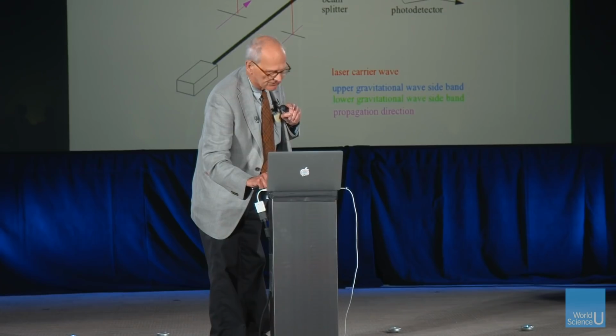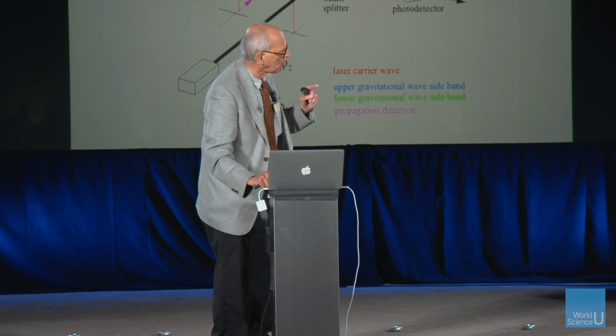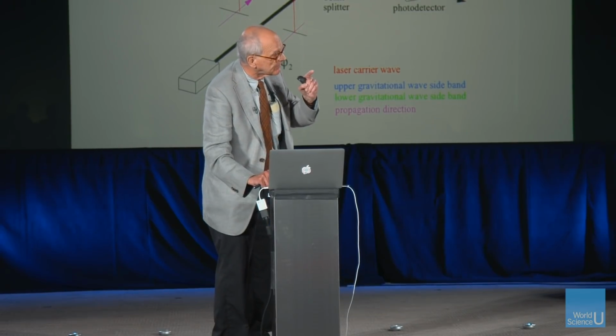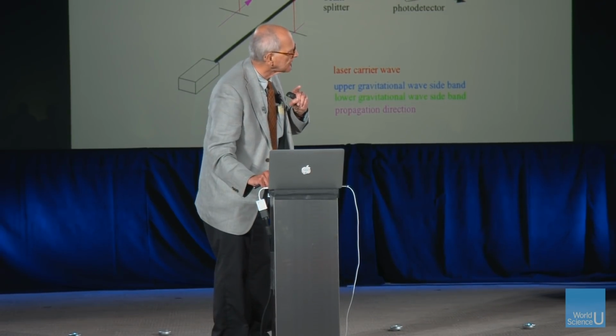That's why I gave you the picture, because the next picture is the way we actually do it. So that's the basic idea. The gravitational wave sidebands show up at the photodetector, but the carrier does not. A little bit of the carrier does, so you can detect it, but let's go on.